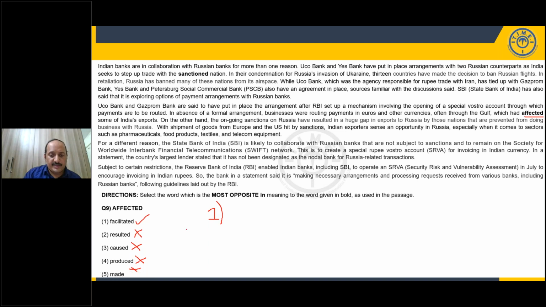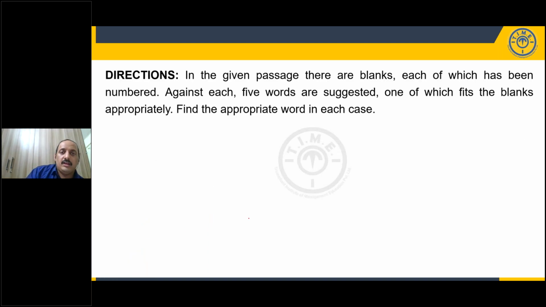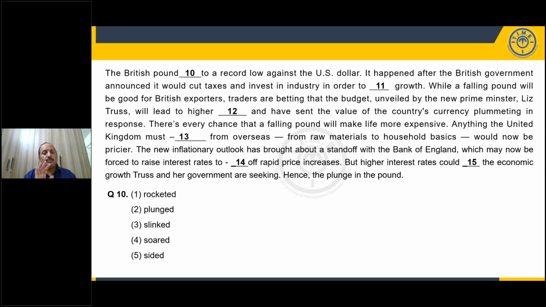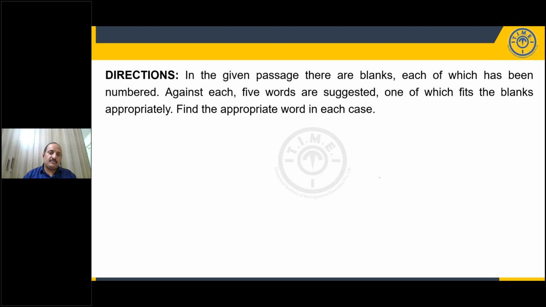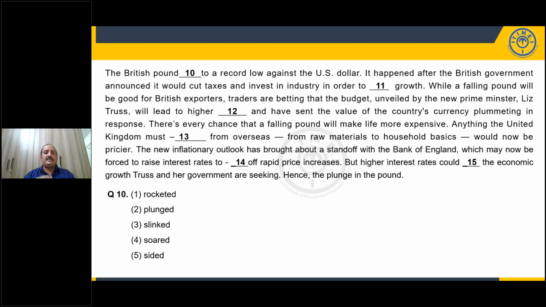Let's now come to the next question. In the given passage, there are blanks, each of which has been numbered. Against each, 5 words are suggested, one of which fits the blank appropriately. Find the appropriate word in each case. Now, this is an example of a closed test. So I have around 6 questions. There are 6 blanks. For each blank I have 5 words. I have to see which one is correct. So closed test is nothing but fill in the blanks within a paragraph.